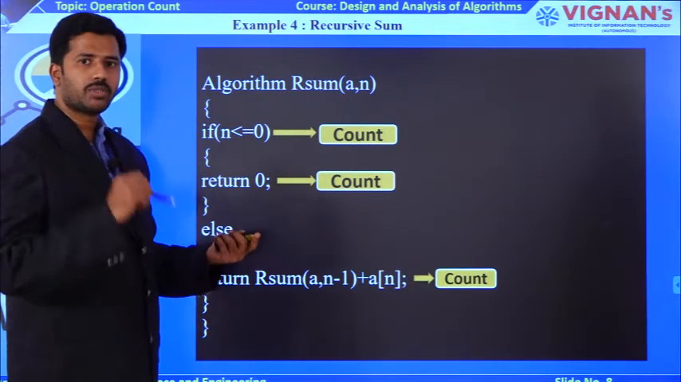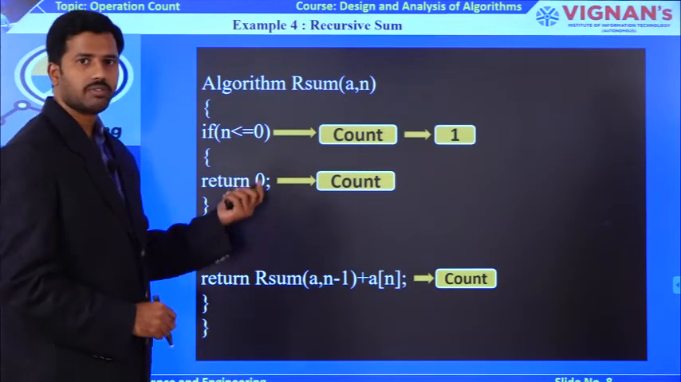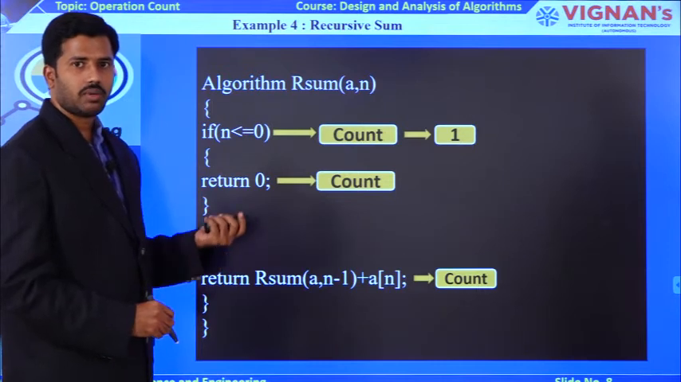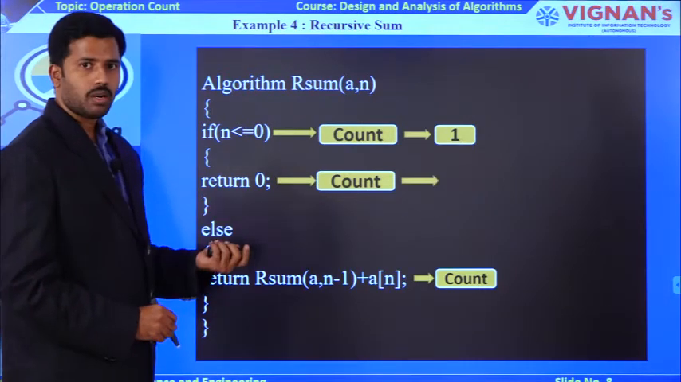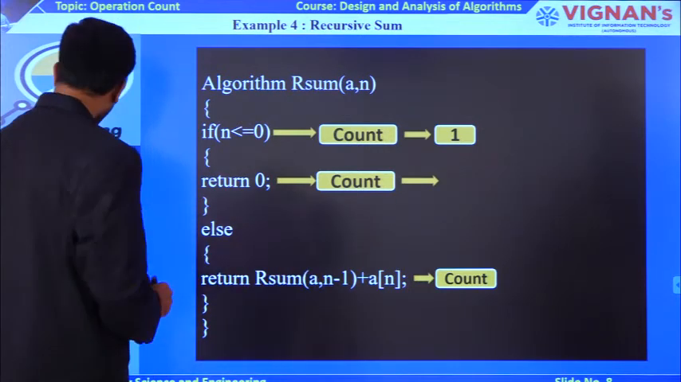How many times are you verifying the n value? Only one time, and the value that is going to be updated to the first count variable is 1. And how many times are you returning the result, which is going to be 0? Only one time. Now coming to the third count variable, for every function invocation, how many values are you retrieving?